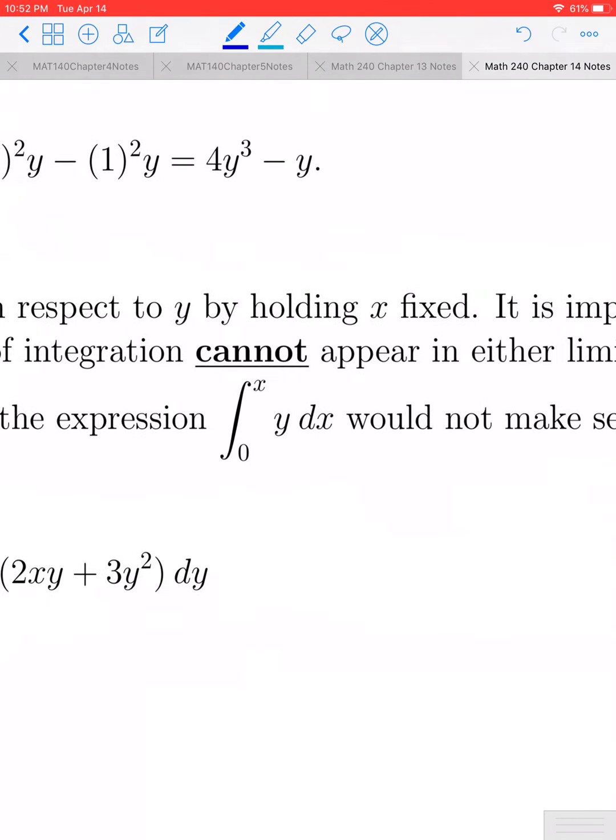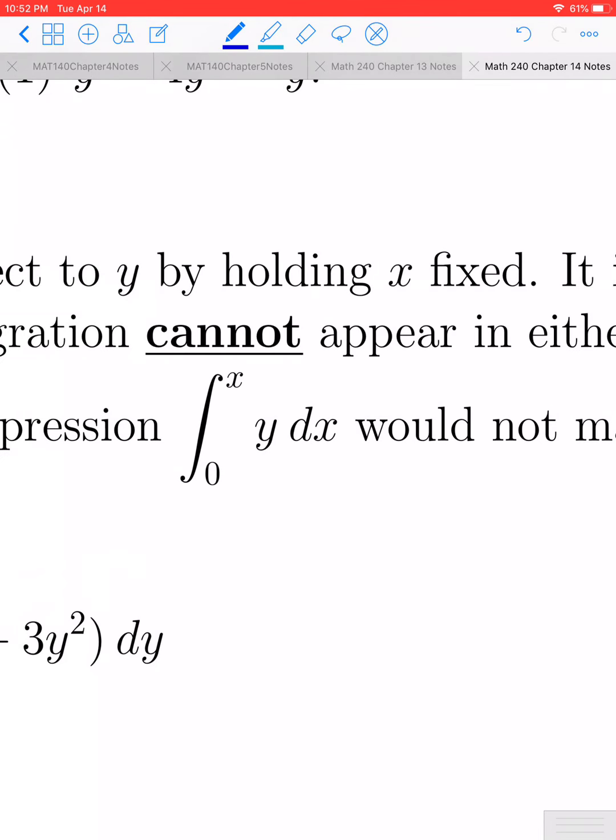The one thing that we cannot ever have is be integrating with respect to one variable and also have the limits of integration be in terms of that variable. So an expression like the definite integral from 0 to x of y dx wouldn't make sense because the variable of integration is x because it's dx, but then you would also have an x as a part of one of the limits of integration, so that wouldn't be defined.